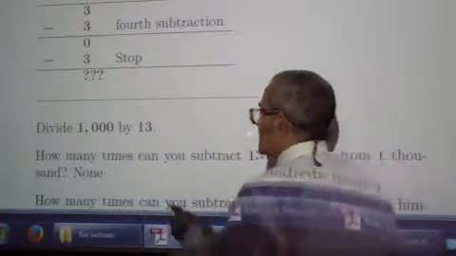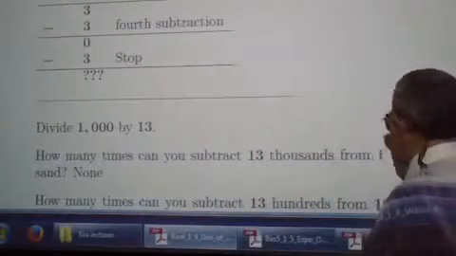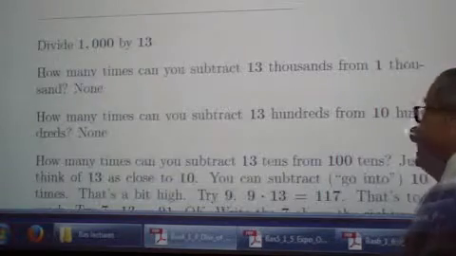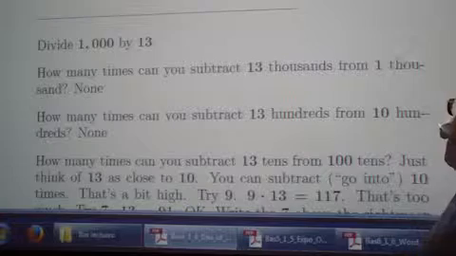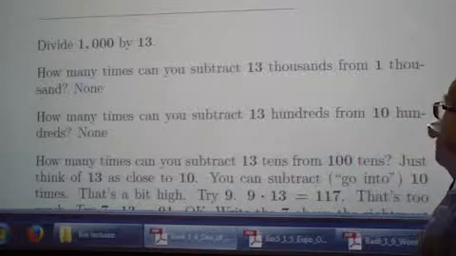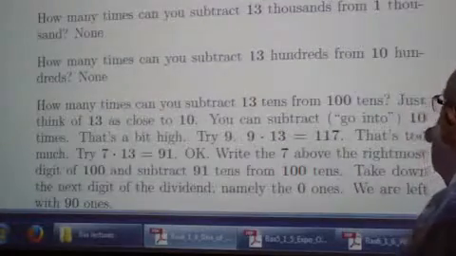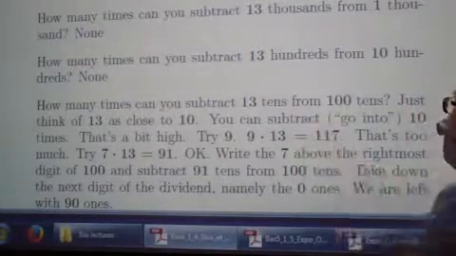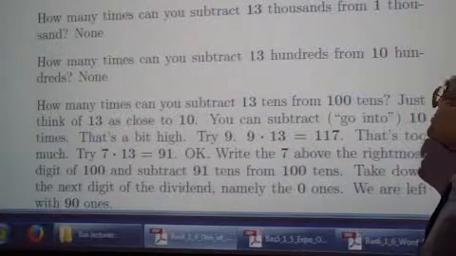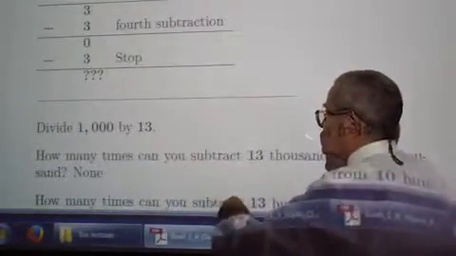Now I want to divide 1,000 by 13. How many times can I subtract 13 from 1,000? Well, it looks like I can subtract it 1,300 times, I guess. We'll see. How many times can you subtract from tens? Just think of 13 as the close. So I'm interested in dividing 1,000 by 13.